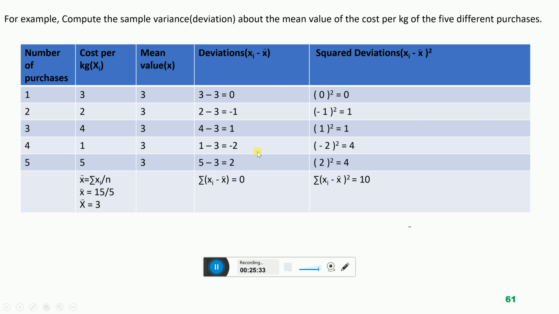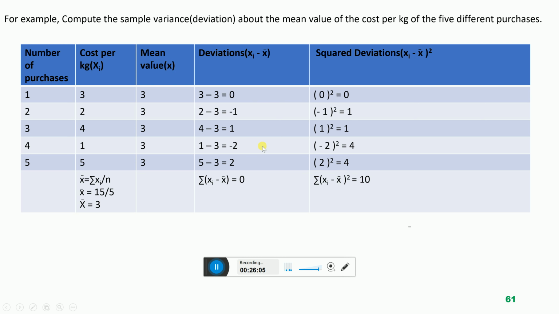Now these are the different deviations. These are the 5 different deviations or 5 different variances. So we cannot interpret the data using these 5 different variances or deviations. So what to do? How to interpret the data? We have to find the average deviation of all these 5 deviations. We have to calculate the mean value of the deviation.